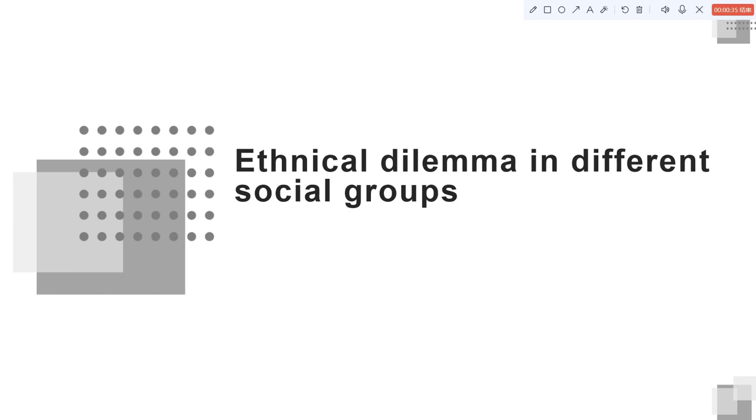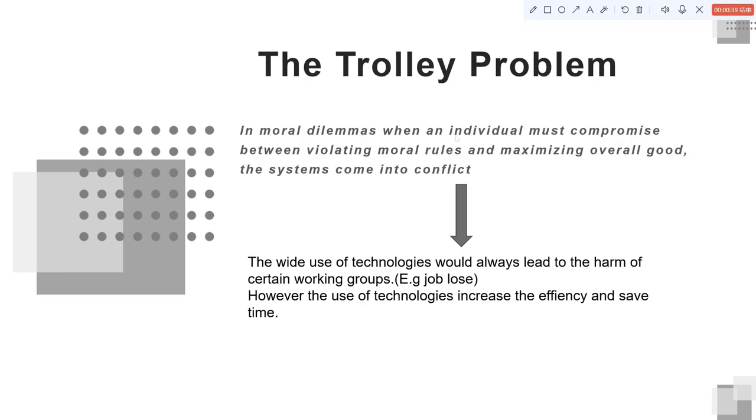So let's move on to the ethical dilemma in different social groups. Here are the trolley problems mentioned in the lecture. Moral dilemmas arise when an individual must compromise between violating moral rules and maximizing the overall good. The systems come into conflict.